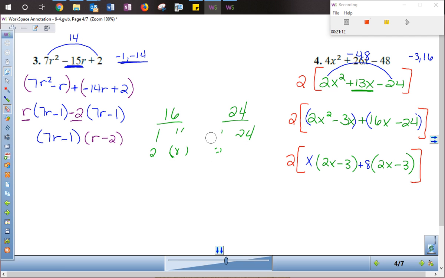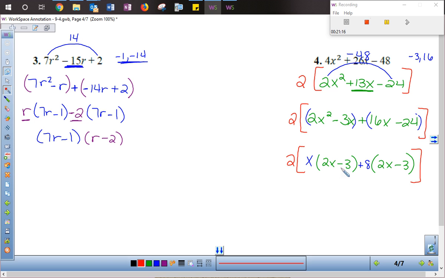Next, we need to see if our binomials are the same and what we can take out. So 2x minus 3 and 2x minus 3 are the same. That means they can come out. But first, bring down your greatest common factor of 2. Now you don't need the brackets on the last step because you're just writing down your answer. So the GCF is first. The binomials that are in common are second. And finally, you just write what's left. What was in front of the first one was x, and what was in front of the second one is 8.